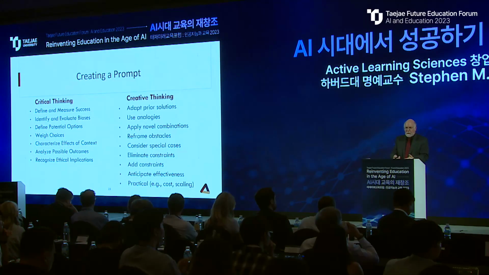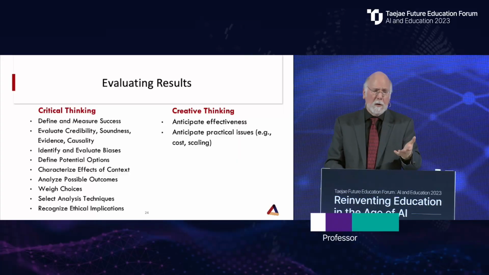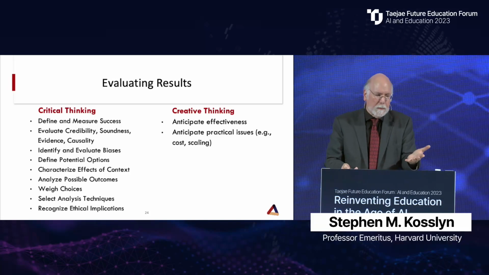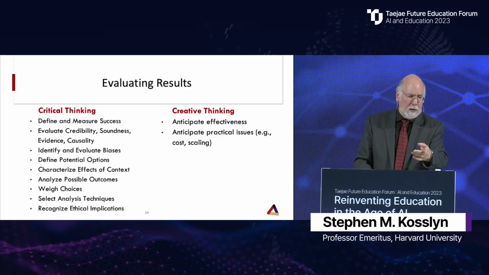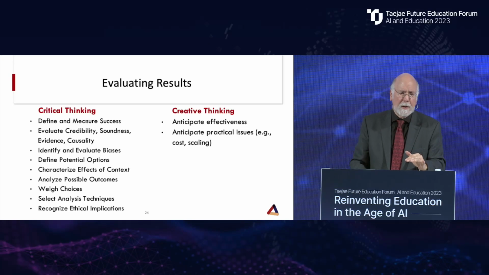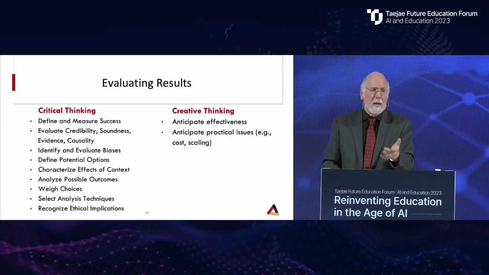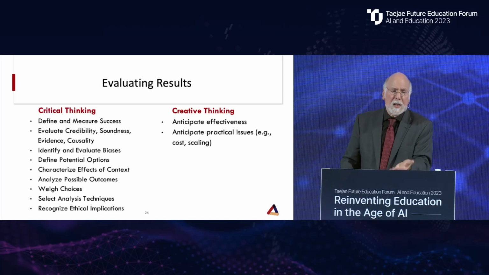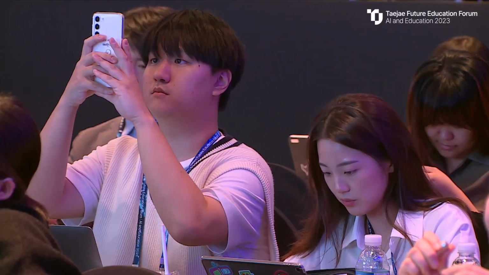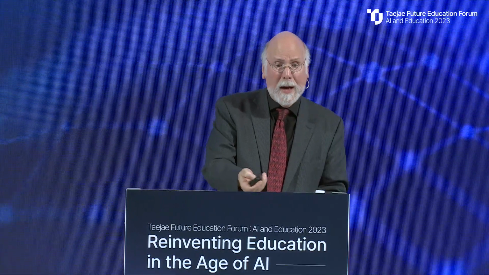So, evaluating results. Now look, you see there's more critical thinking for evaluating the results, which makes sense, of course. You'll notice at the end, recognize ethical implications. I think it's really important to keep that in mind. Creative thinking is still important, even in evaluating results. Anticipate, run a little simulation in your head about whether this particular result from the AI is going to be useful. Anticipate practical issues. You have to come up with new things as part of evaluating.